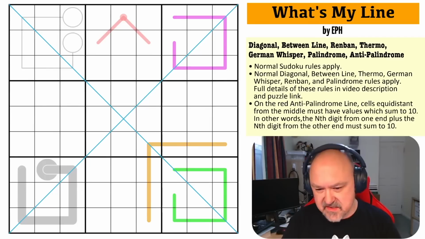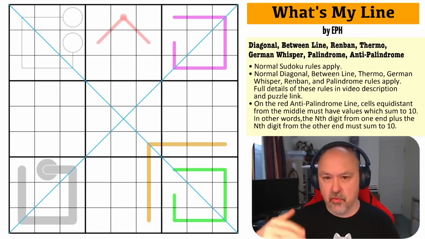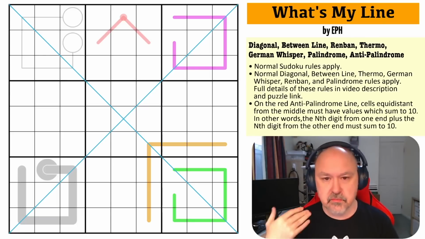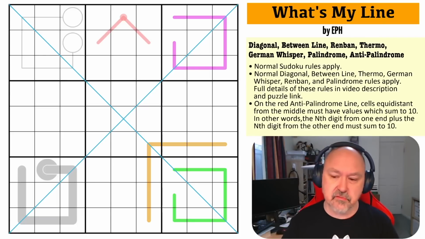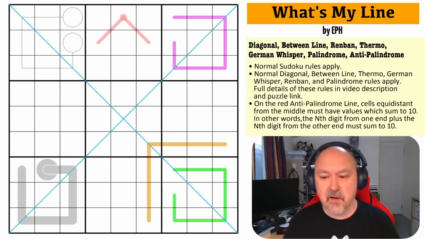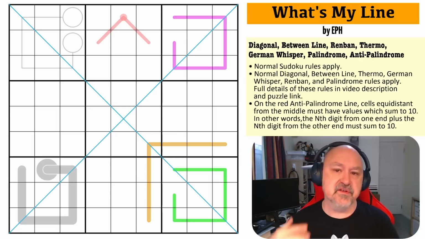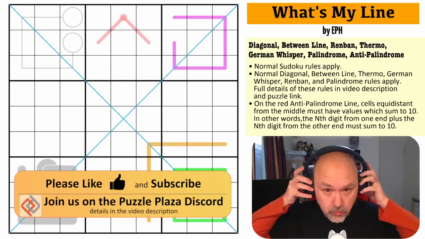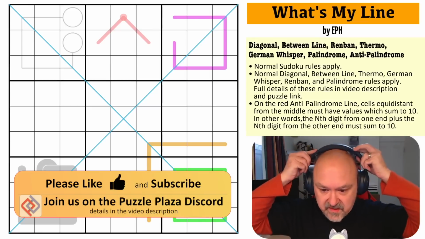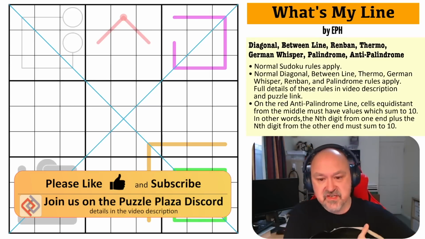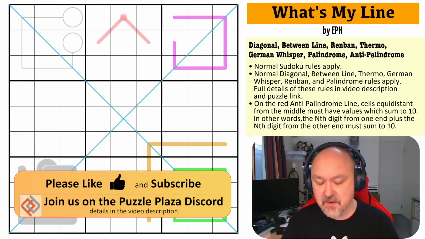This puzzle has quite a few rules in it, so you'll notice in the box above me that I've basically said normal diagonal rules, normal between line rules, normal Renban rules, and I've just called out the rule that's a little bit different. But if you open the puzzle or look in the puzzle description, all of the rules will be detailed fully there. It's just in the box above me that they're summarized, but I'll go through it in the video.